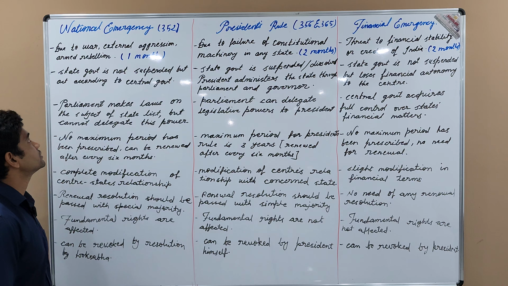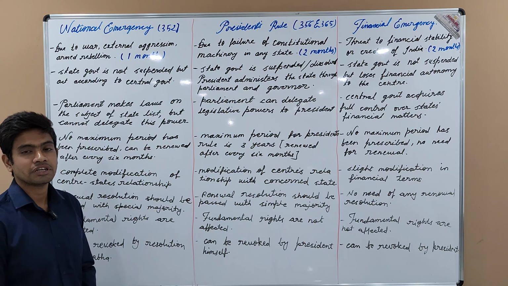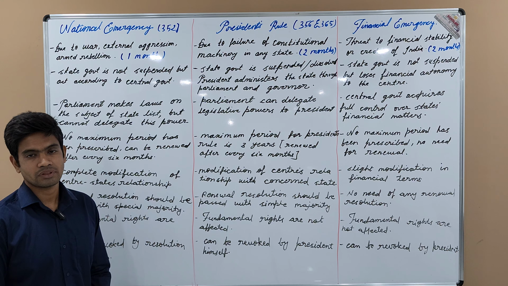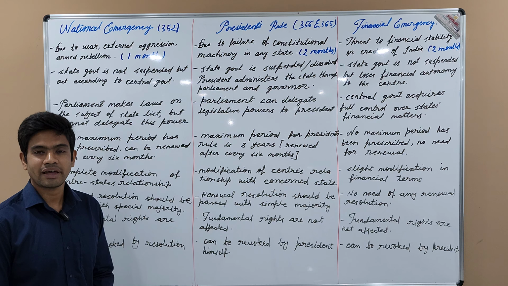Now let's talk about their proclamation and imposition. As far as the national emergency is concerned, it is proclaimed on the grounds of three reasons, that is war, external aggression and armed rebellion. So whenever there is a war, external aggression or armed rebellion, national emergency is proclaimed.